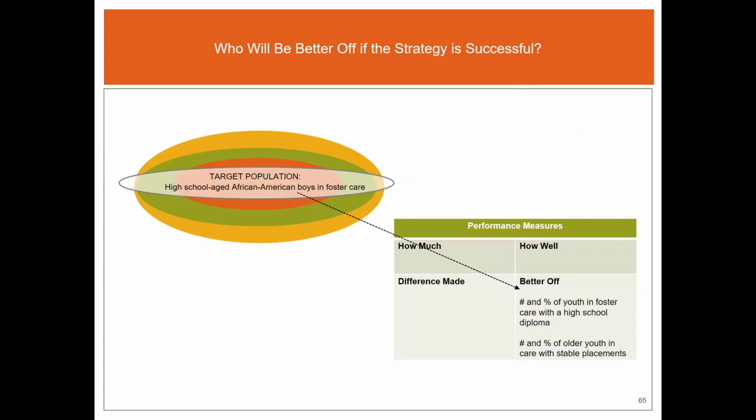And the same thing with placements. They don't just want overall increase in stable placements. They want to see equitable increases in stable placements that benefit African American boys as well as other young people in the foster care system.